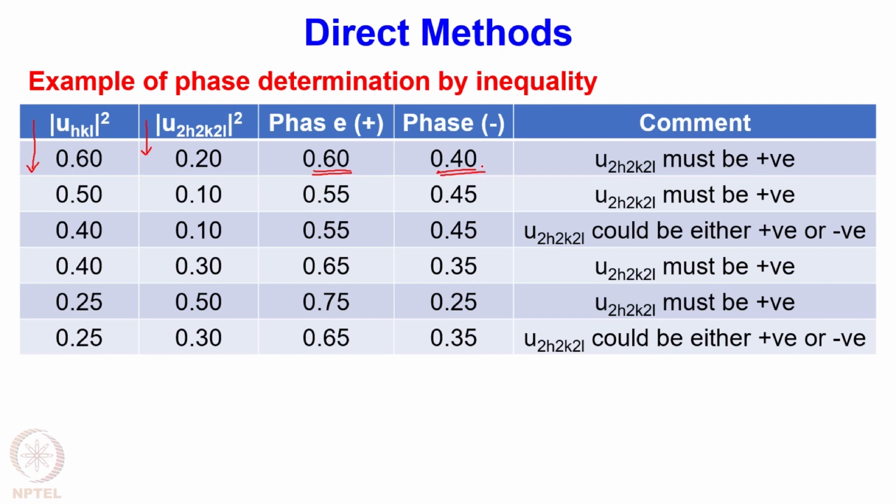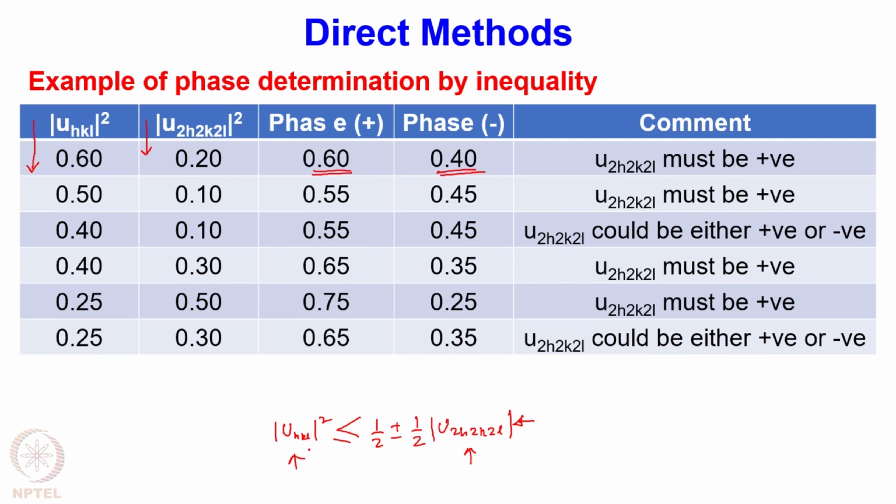What we should keep in mind is that we are talking about the relationship where UHKL square should be less than or equal to half plus or minus half of U2H 2K 2L. So, we have various values of UHKL and U2H 2K 2L from the data, and we are trying to find out what should be the phase of the U2H 2K 2L reflection compared to the UHKL reflection.